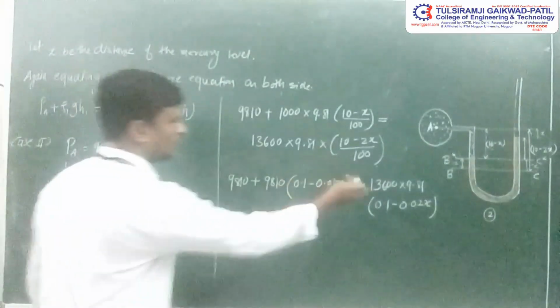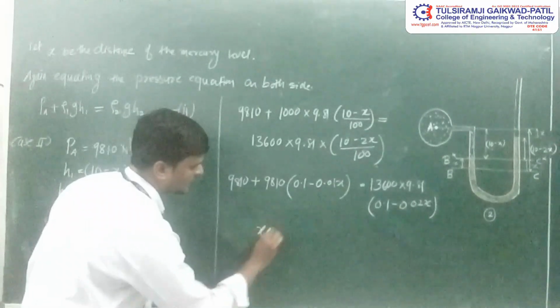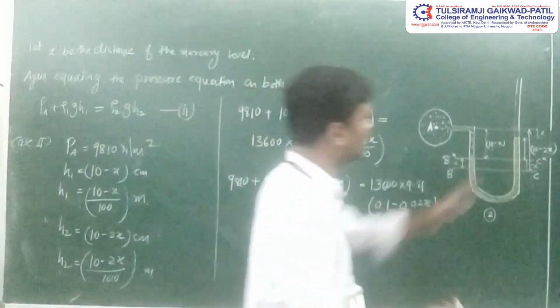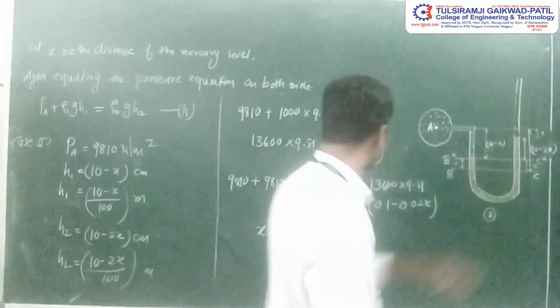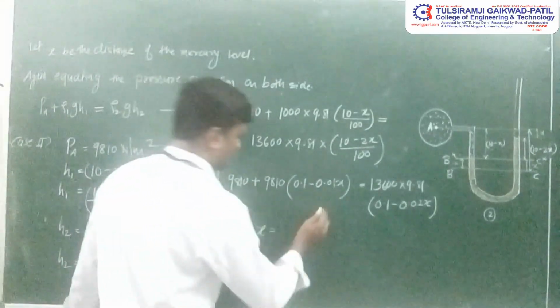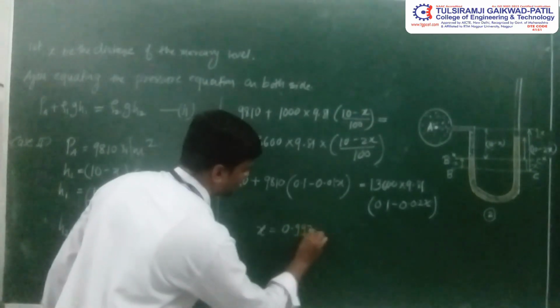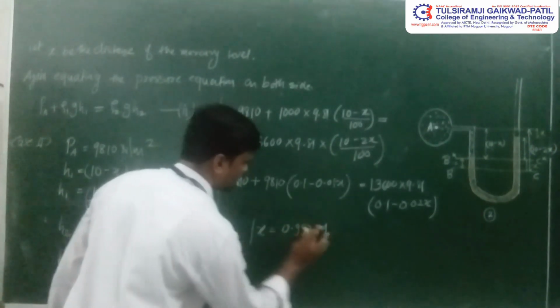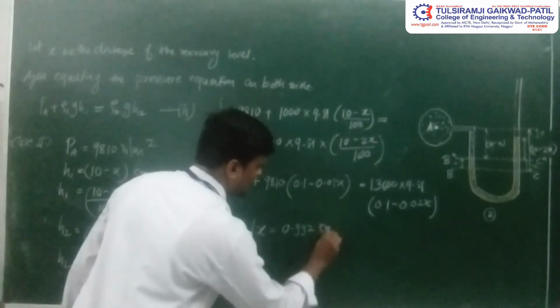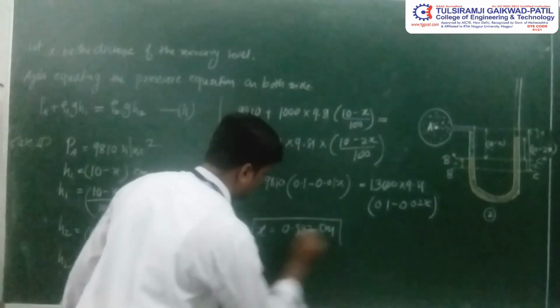So after solving this equation, we get the value of x, meaning this distance. So the value of x will be 0.992 meter, 992 centimeter.